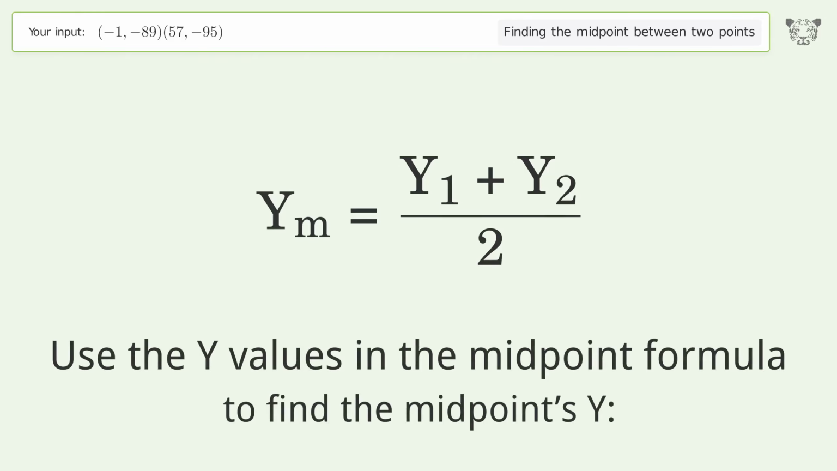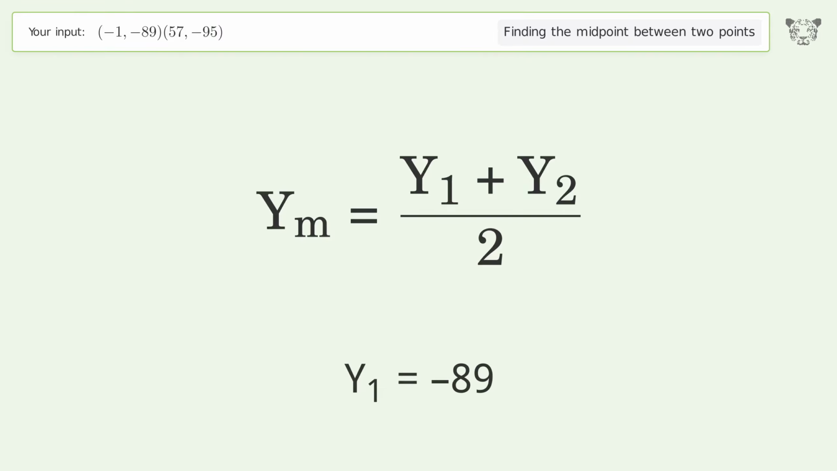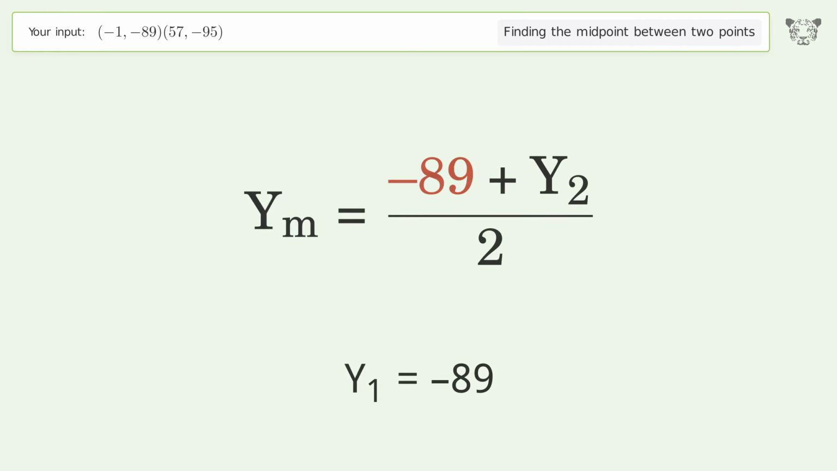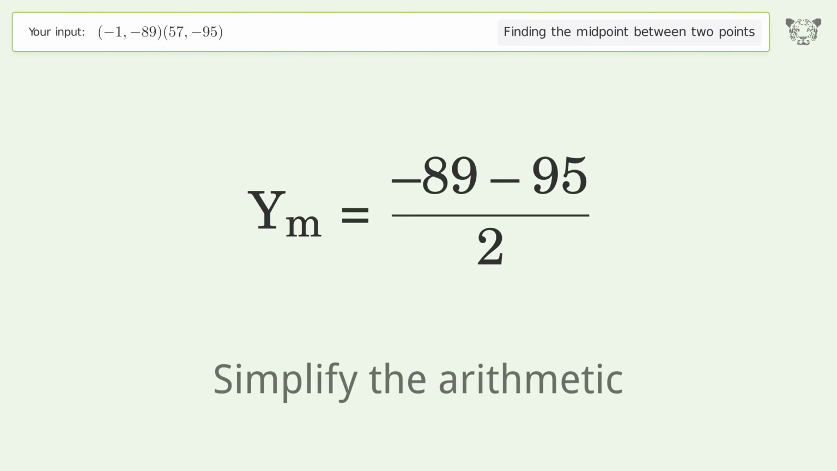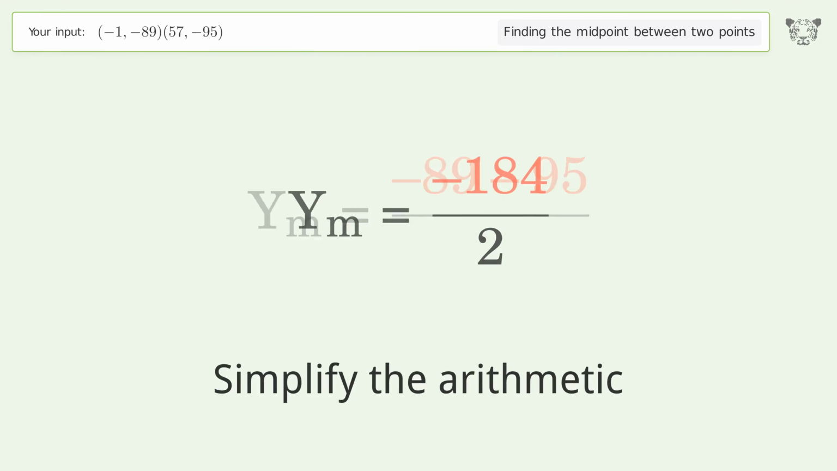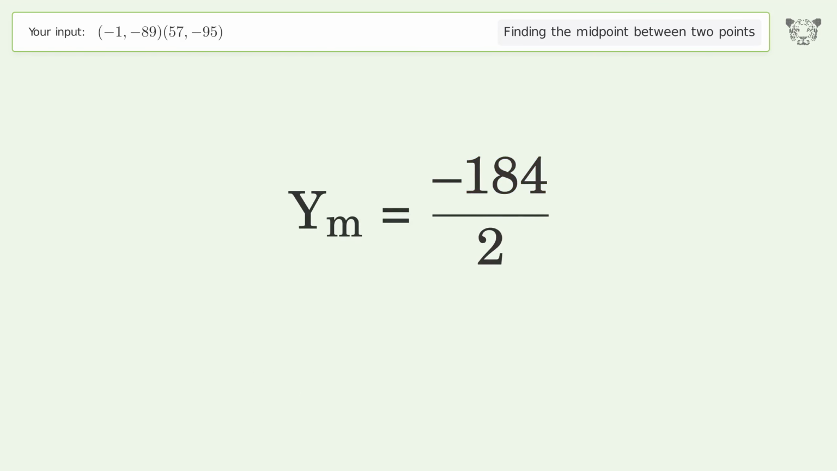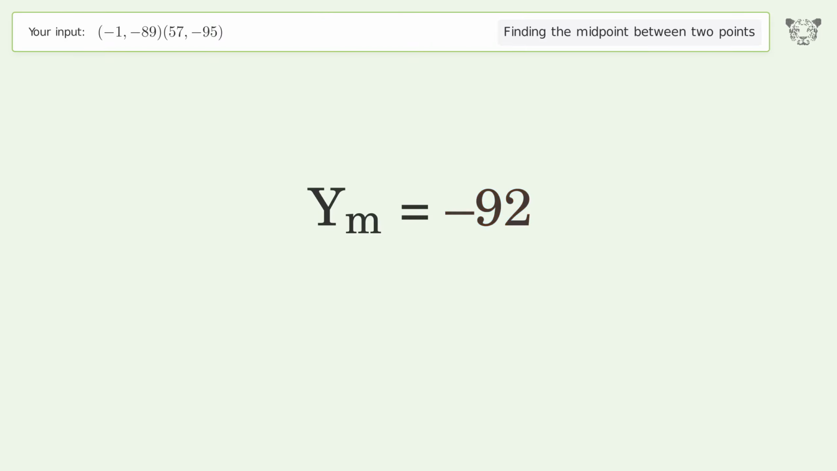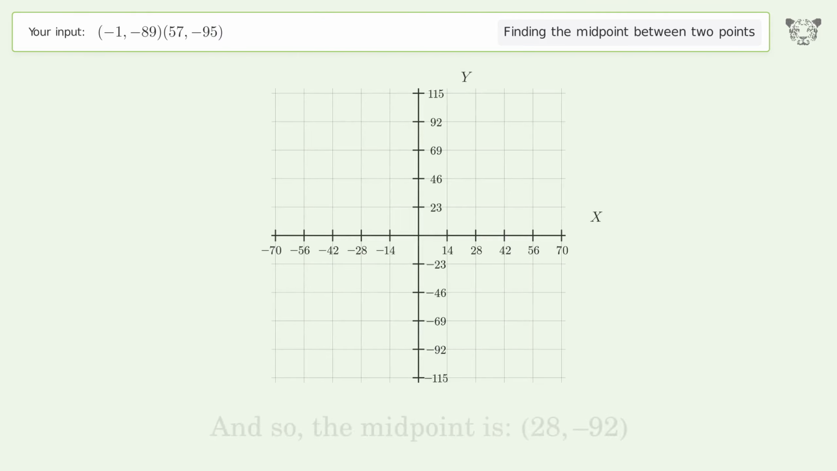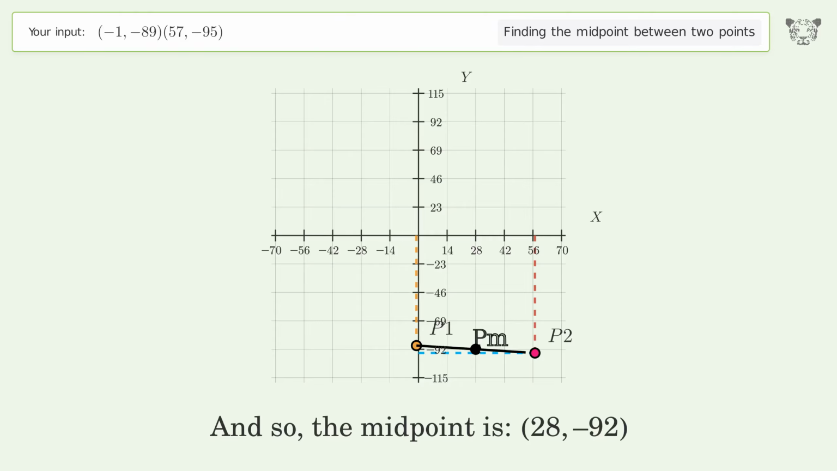Use the y values in the midpoint formula to find the midpoint's y. y1 equals -89. y2 equals -95. Simplify the arithmetic. And so, the midpoint is 28, -92.